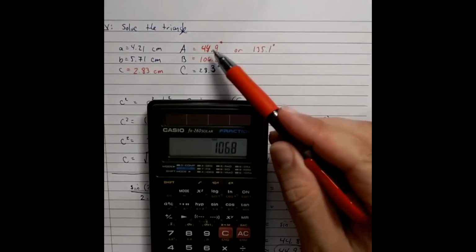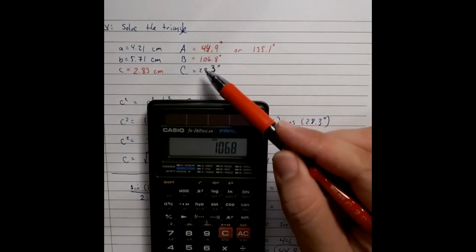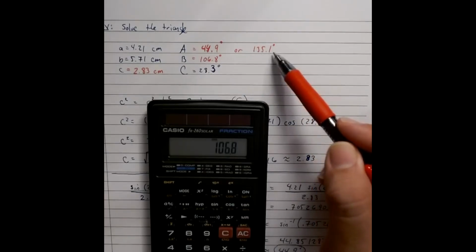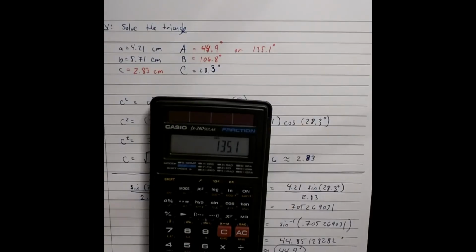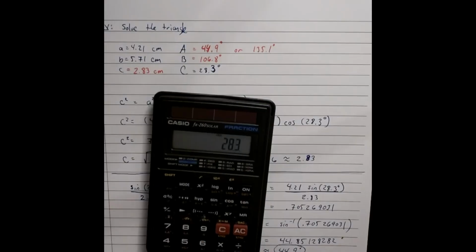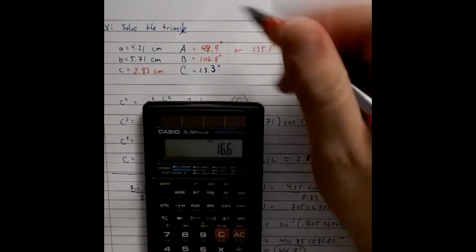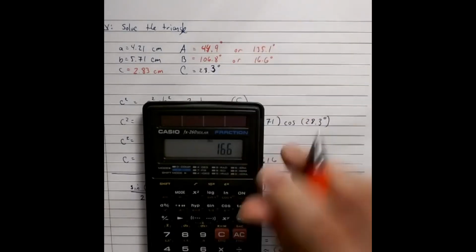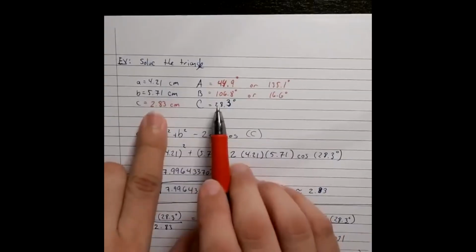But remember, it didn't have to be this one. It could have been this one. So instead of saying 44.9 plus 28.3, we could do 135.1 plus 28.3, that's 163.4. And now if I subtract that from 180, that's going to give me 16.6 degrees. You say, oh, so we have two triangles. Well, maybe. Let's double check this.